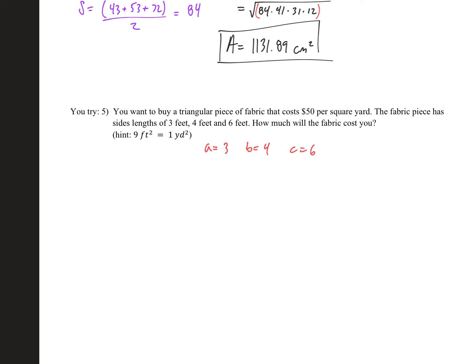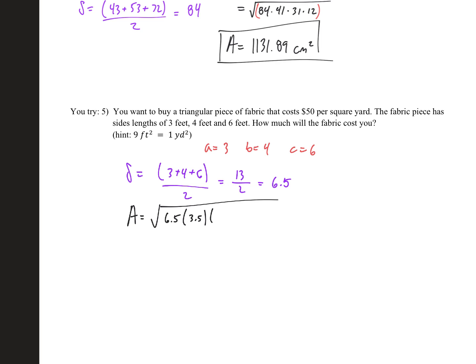But we want to start off by finding S. So that'd be equal to 3 plus 4 plus 6, all divided by 2, which would be 13 divided by 2, which is 6.5. So then the area would be the square root of 6.5 times 6.5 minus 3, which would be 3.5, times 6.5 minus 4, which would be 2.5, and then times 6.5 minus 6, which would be 0.5.